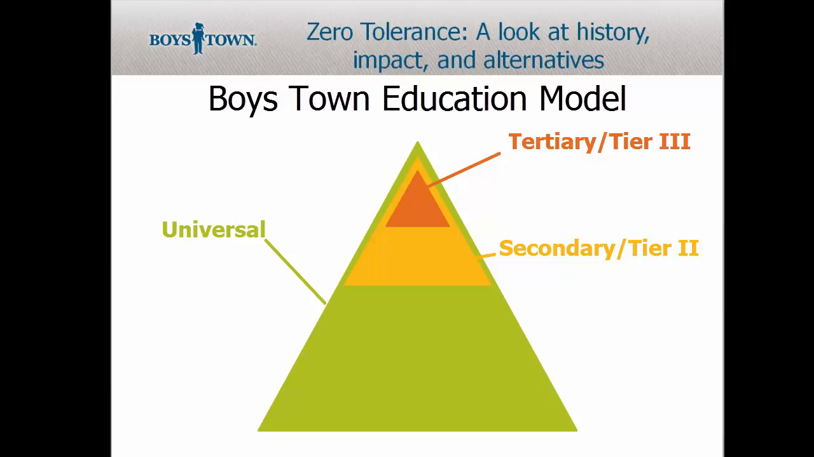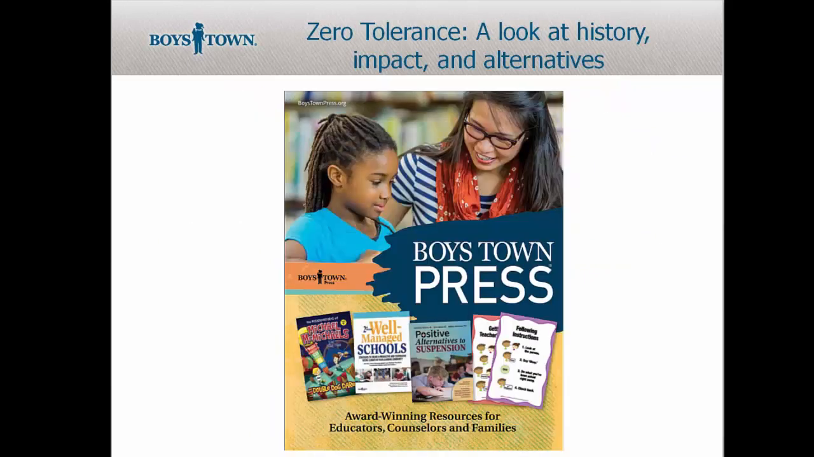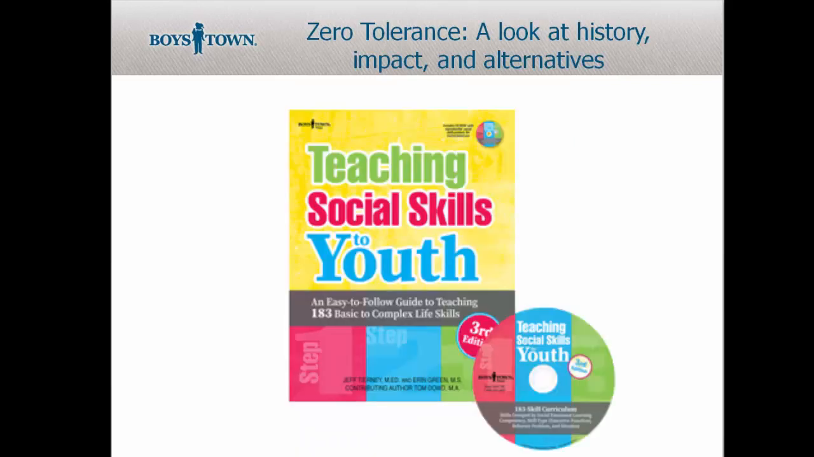And I think that looking at social skills is going to help you to better define that. We offer a wide range of resources. In addition to the trainings that we offer at Boys Town, we also have a lot of resources in our Boys Town Press catalog. And I encourage you to take a look, even to just begin thinking about implementing some of these skill-based approaches. Teaching social skills to youth, we have 182 social skills clearly defined, so you can just go to town looking at those skills and picking a few to start using with your students in your classroom or in your school.